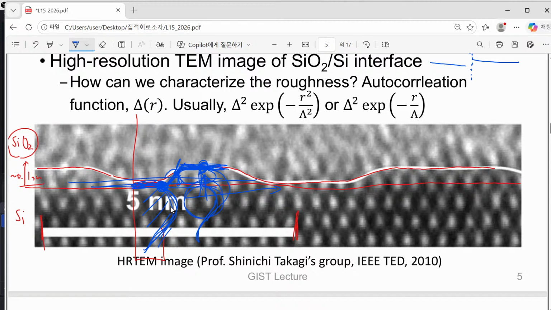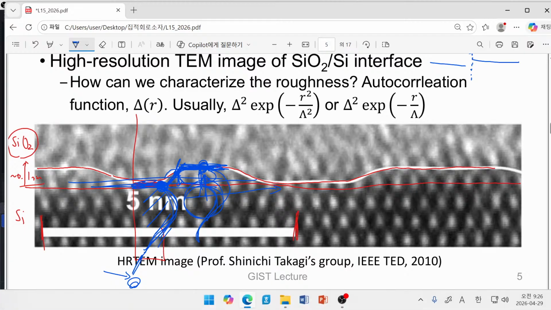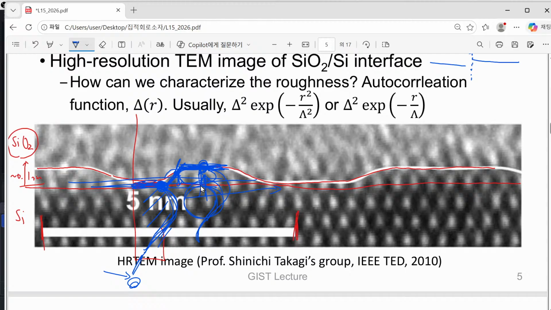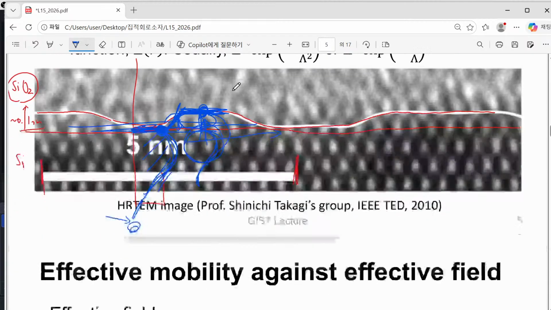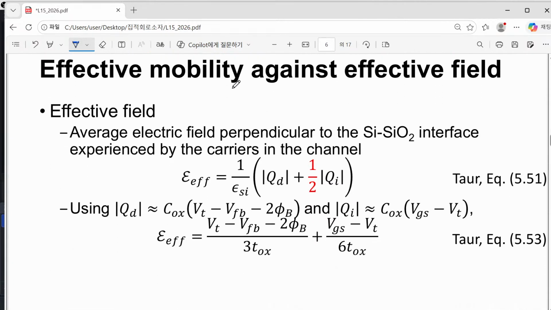However, electrons located deep inside, in this position, actually do not feel this kind of roughness, because this position was already not occupied by electrons, and a slight change far away doesn't make a big deal. So that's the reason why our electron mobility is heavily affected only nearby the silicon dioxide interface. Okay, so are you with me?